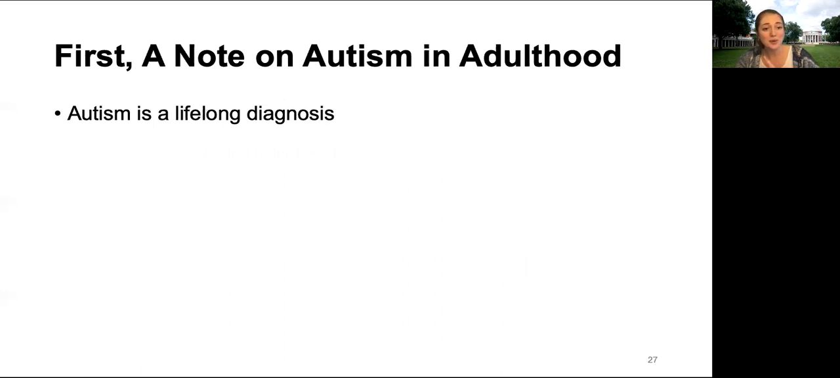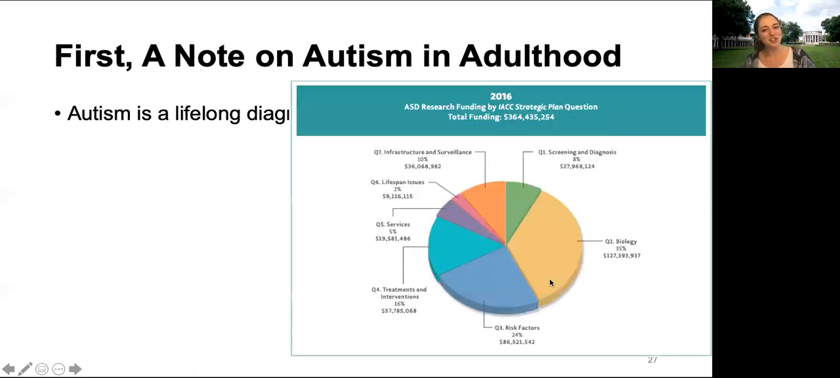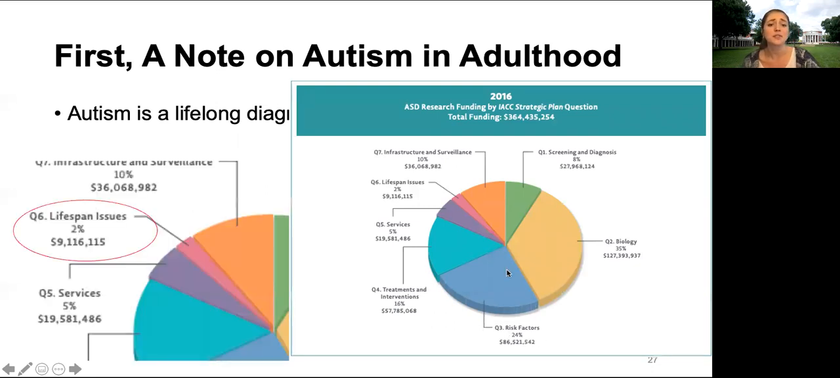And first, though, I want to point out that autism is a lifelong diagnosis. So we've been mostly talking about children in this class because it's a child development class. But of course, because autism is a lifelong condition, autistic children grow up to be autistic adults. And in that same pie chart that we looked at earlier, where there's a lot of focus on biological causes, there's very little, only about 2% represented in this pink section here, focusing on lifespan issues.